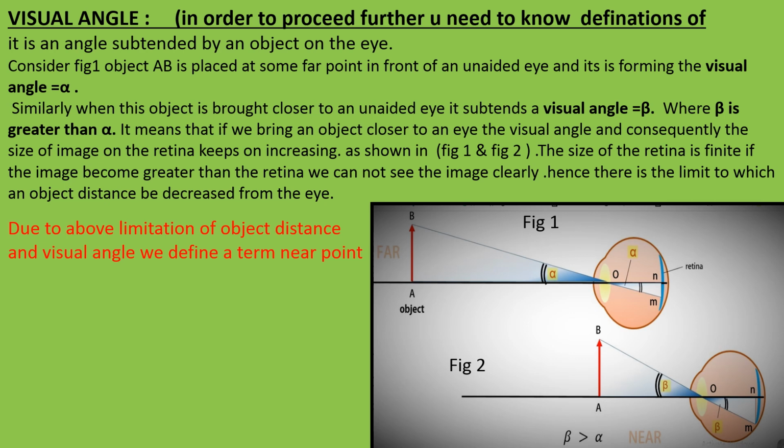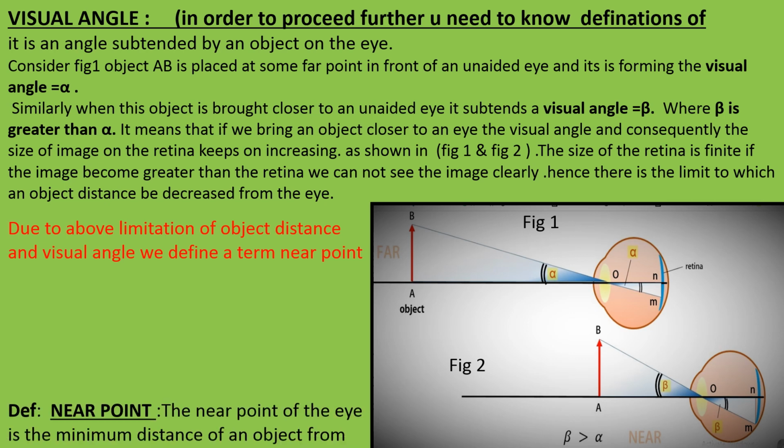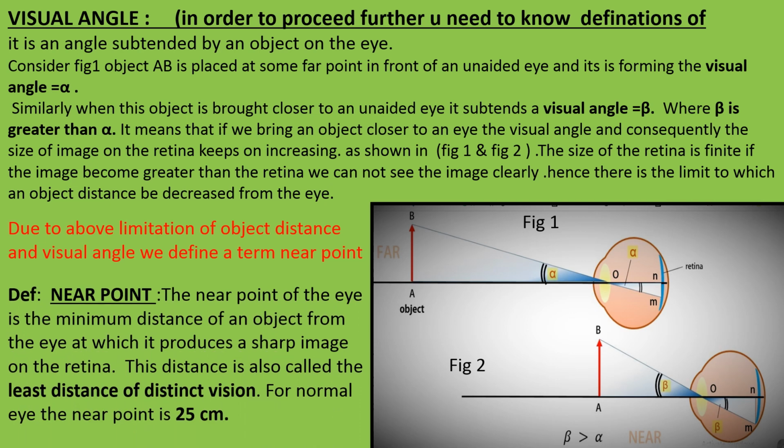Due to the above limitation of object distance and visual angle, we define the term near point. Near point of the eye is the minimum distance of an object from the eye at which it produces a sharp image on the retina. This distance is also called the least distance of distinct vision. For normal eye, the near point is equal to 25 centimeters.